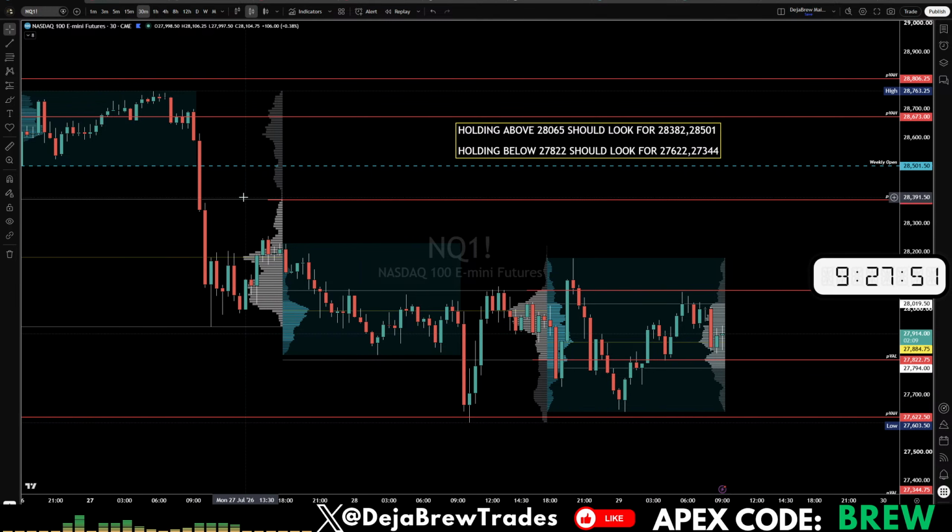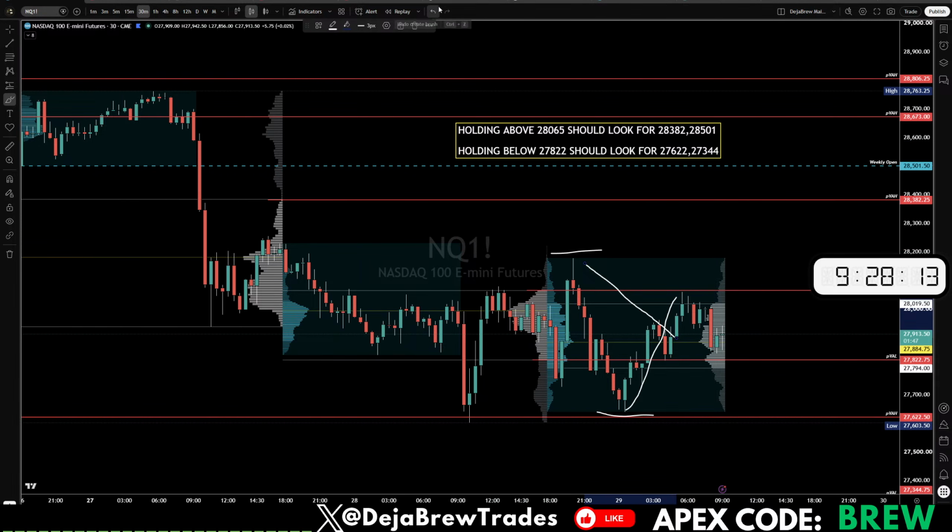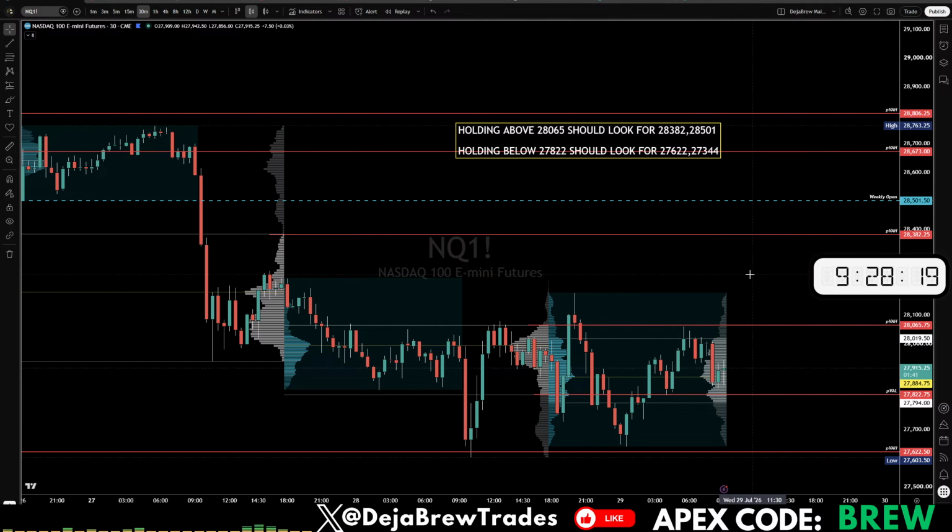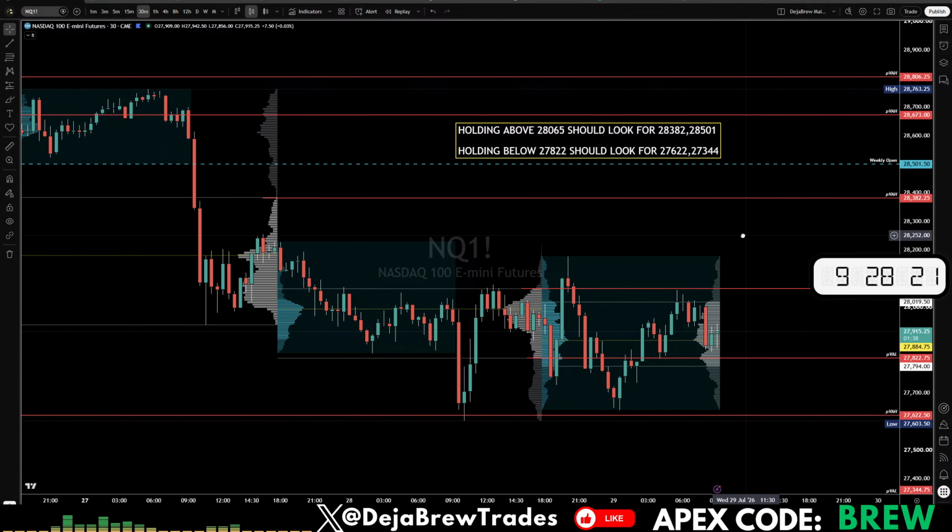Same exact story. By the way, it's a D-shaped profile. I should have said that on ES, but same thing on NASDAQ here. D-shaped profile. It's a bit of a wide one, so the value is a bit wider. We are trading relatively inside of yesterday's value on NASDAQ. A little bit of a breakout on the high and the low, both pulling back to that POC, to that mean, having that mean reversion. If it stays above that 65, look for 382 and 501.